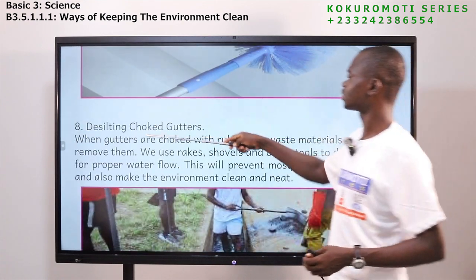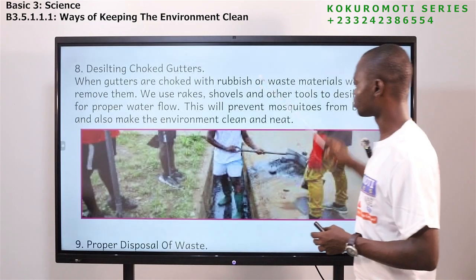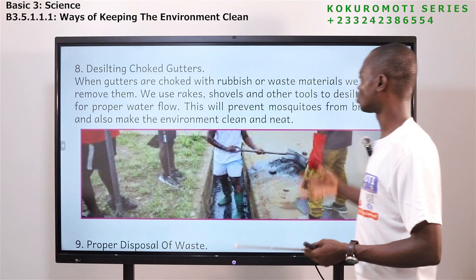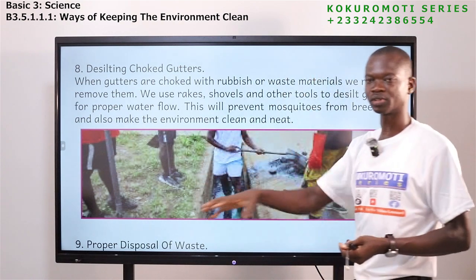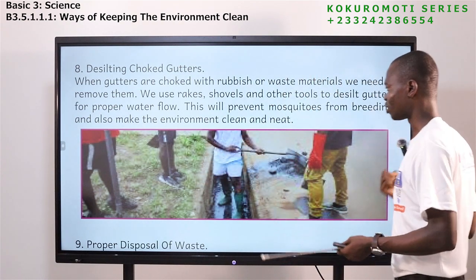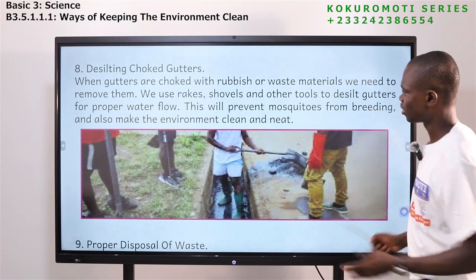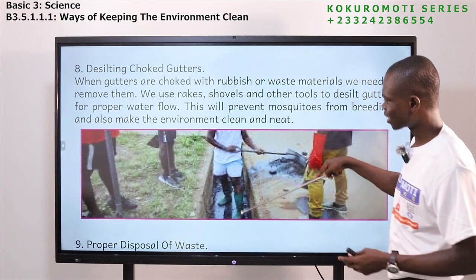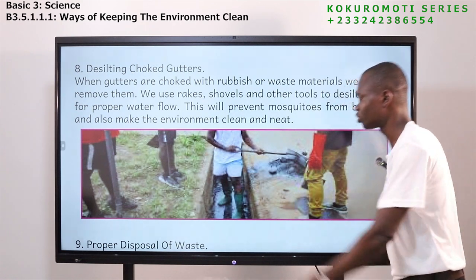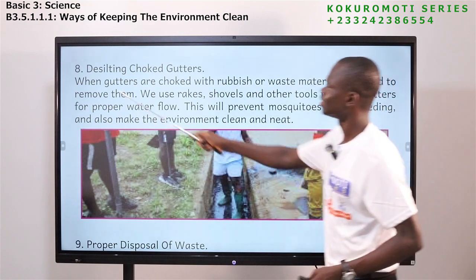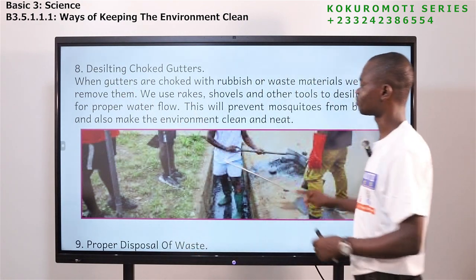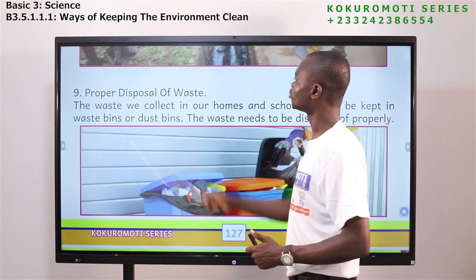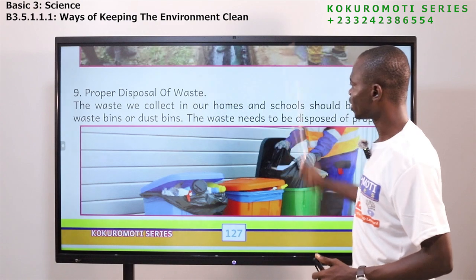The next one is desilting choked gutters. I've explained to you what desilting means. So if it rains and the sand is being carried to fill our gutters, we need to remove them. We need to desilt them. So if you look at the guys here, you see this guy is using shovel. He's standing inside the gutter, so he's removing all the sand in the gutter, meaning he's desilting the choked gutters.